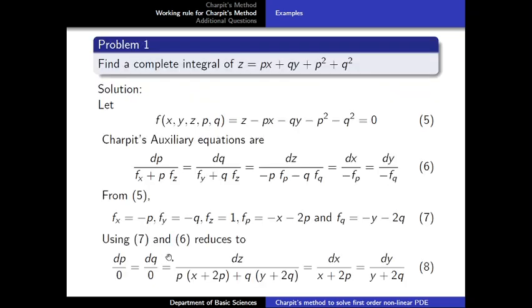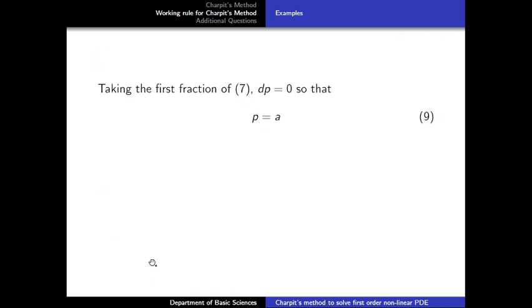Similarly, since we have dq by 0 equal to a constant, we will have dq equal to 0 into that constant, which gives dq equal to 0. Again, here also we can integrate with respect to q. When we integrate the left hand side, we get q. When we integrate the right hand side, we get an arbitrary constant, say b, which is the constant of integration. Now we got the expression q equal to b.